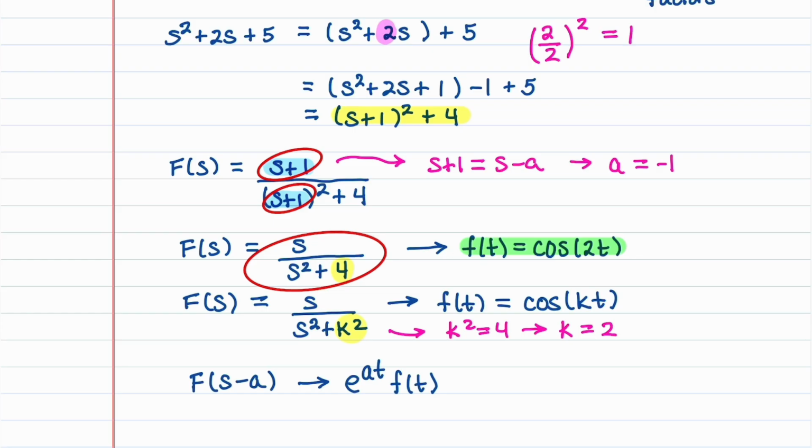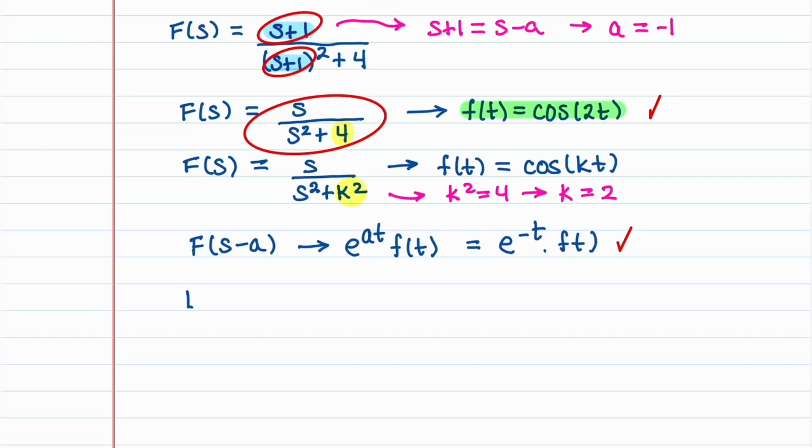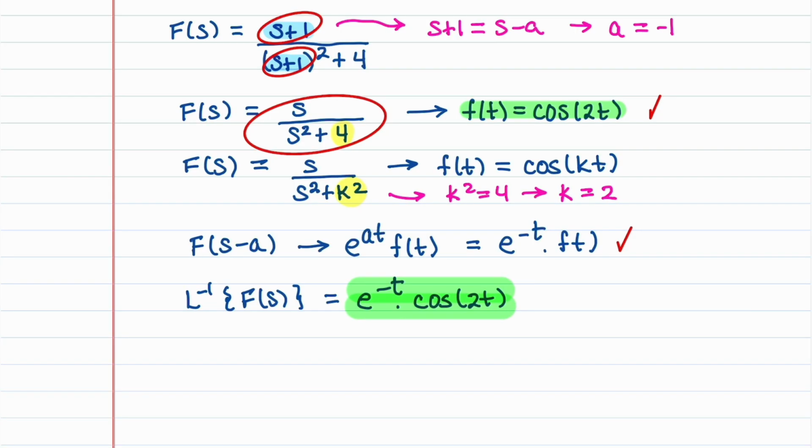So going down here to the bottom, this becomes e to the at, which is now minus t, times f of t. Now all we have to do is combine this answer with this answer. The inverse Laplace transform of our original function, capital F of s, is now equal to e to the minus t times cosine 2t. There's our final answer.